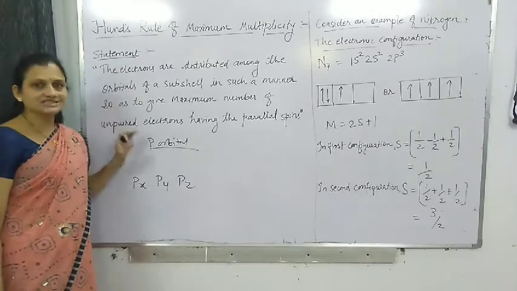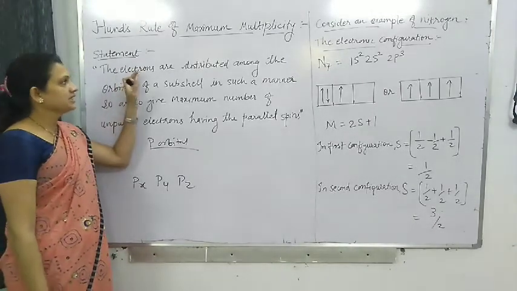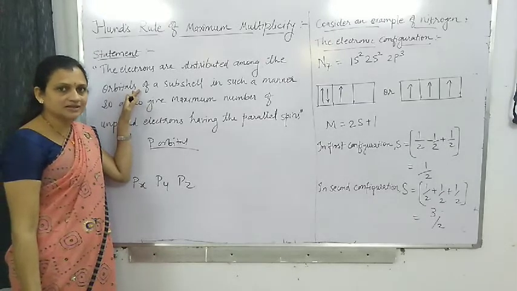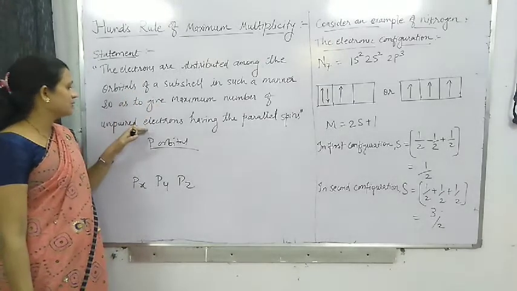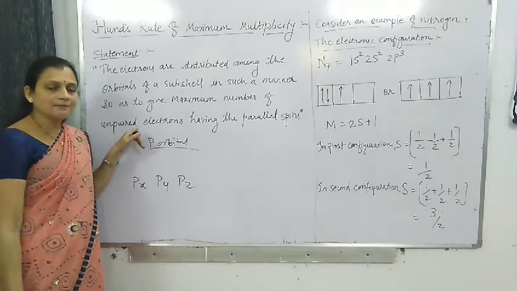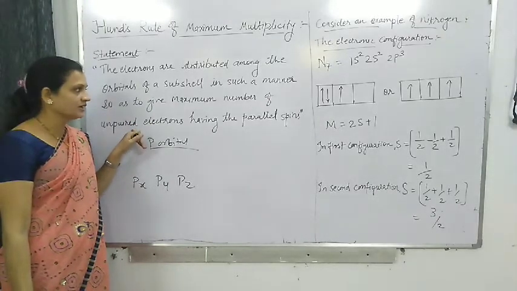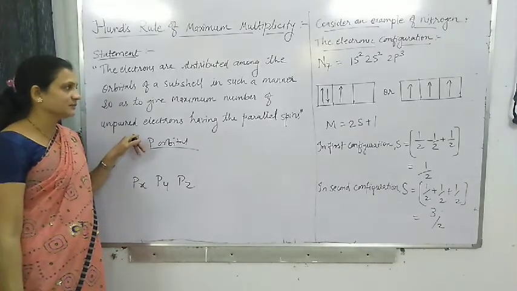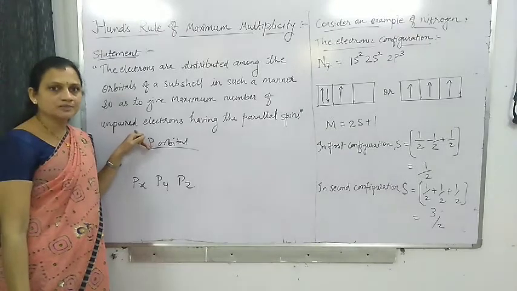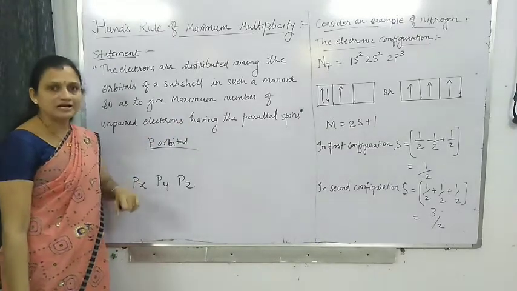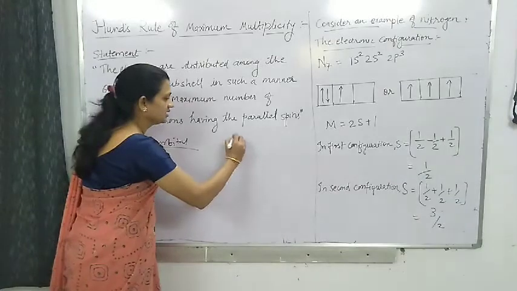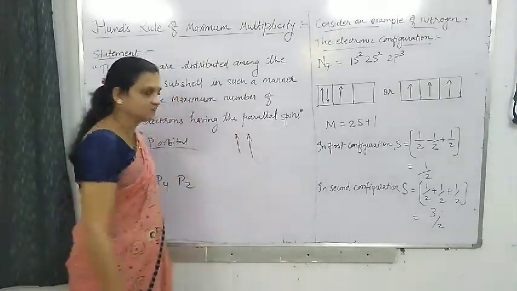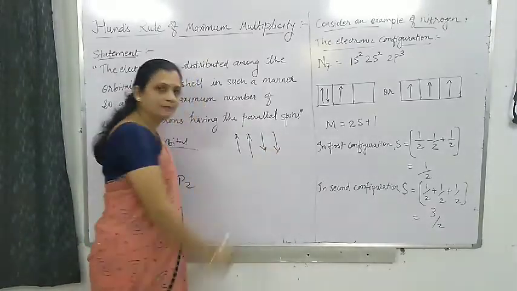So what this rule says is that the electrons are distributed among the orbitals in such a manner so as to give the maximum number of unpaired electrons. यहाँ पे इलेक्ट्रॉन का डिस्ट्रीब्यूशन करते समय हम लोगों को ऐसा डिस्ट्रीब्यूशन करना है कि उसमें सबसे पहले क्या आने चाहिए, मैक्सिमम नंबर ऑफ अनपेयर्ड इलेक्ट्रॉन्स हैविंग पैरेलल स्पिन. पैरेलल स्पिन is this. एक ही दिशा में जब रहेंगे ये हो गए पैरेलल स्पिन. This is the anti-parallel spin.